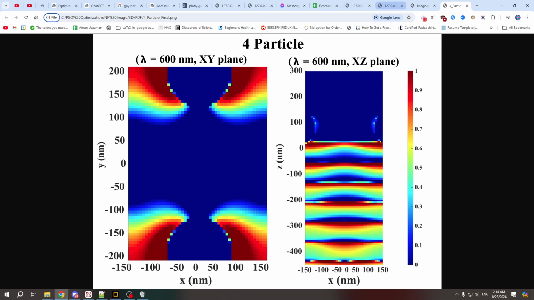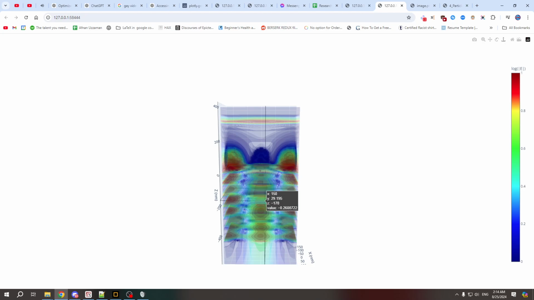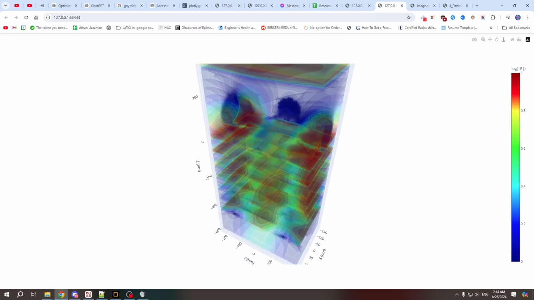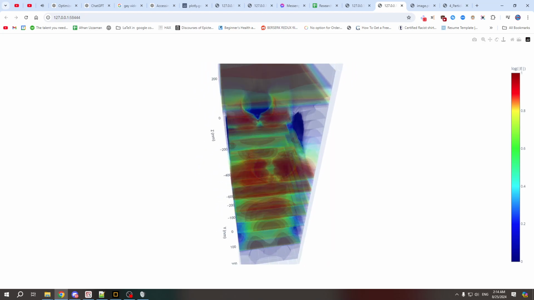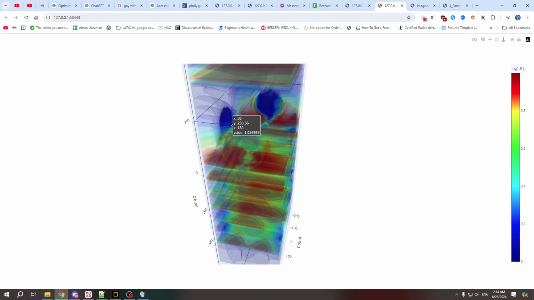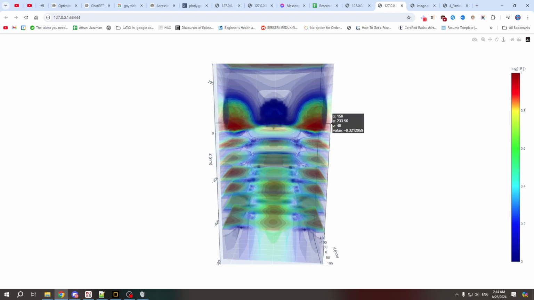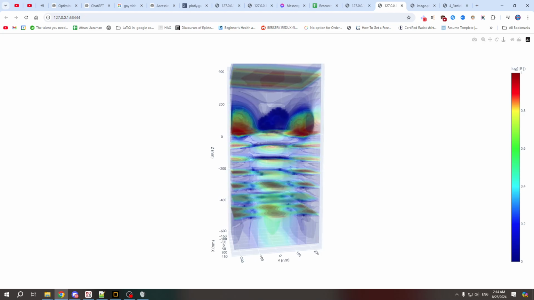So we're trying to recreate this in 3D. So here's the attempt. Here you can see the 4 nanoparticles, the 2 big nanoparticles here, and 2 just slightly touching the boundary here and here. And here you can see the ripple as well, which goes below the substrate.